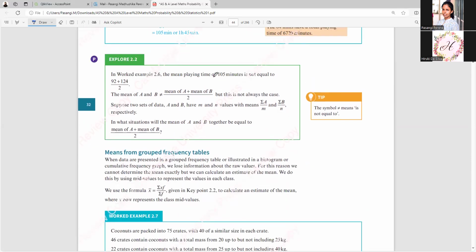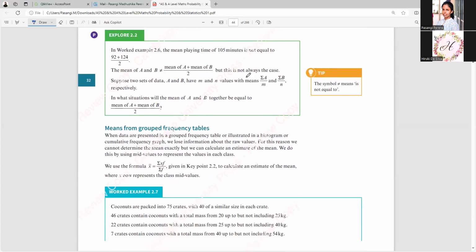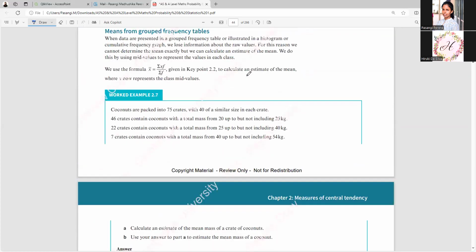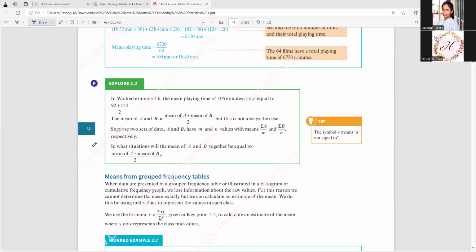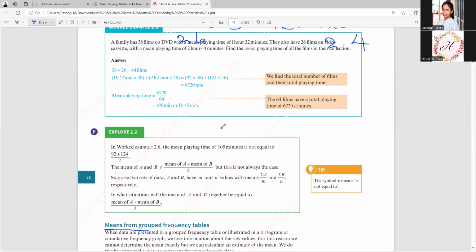Then in the worktext, this one we already know. Okay, then we have the next part. So here, the means from grouped frequency tables. When it comes to calculating mean, earlier we calculated mean for ungrouped data.